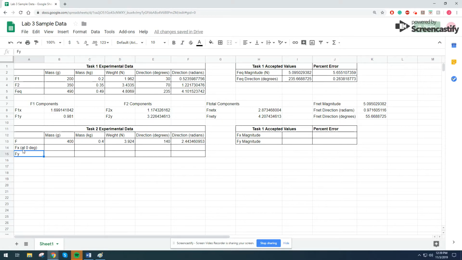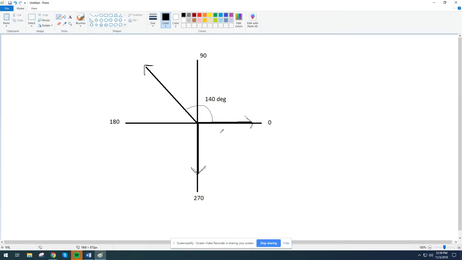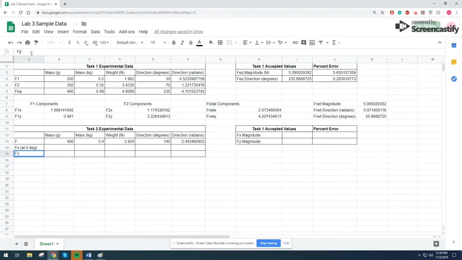right? Because this horizontal, to cancel it out, is going to be at 0 degrees. And this one, the vertical one, Fy, is going to be at 270 degrees. So I'll type over here at 270 degrees.